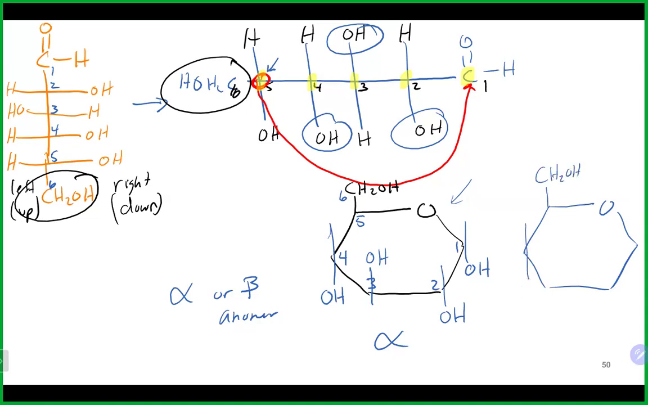And you would go there, we would go there, we would go here. And if we were asked to draw the beta anomer, the OH is going to go up in this case.